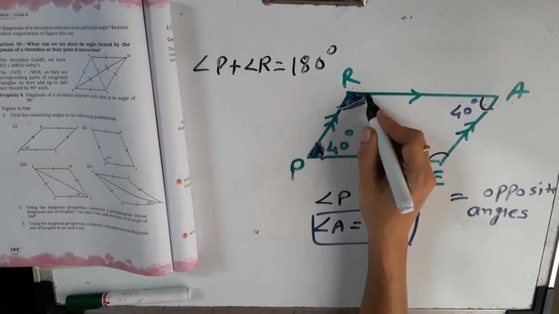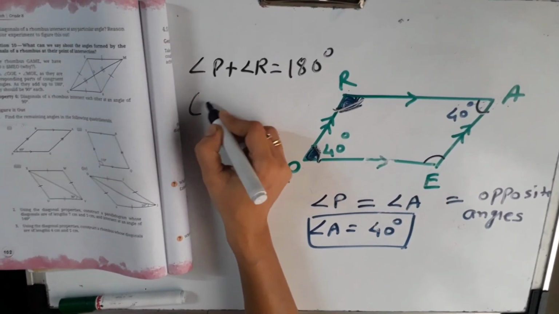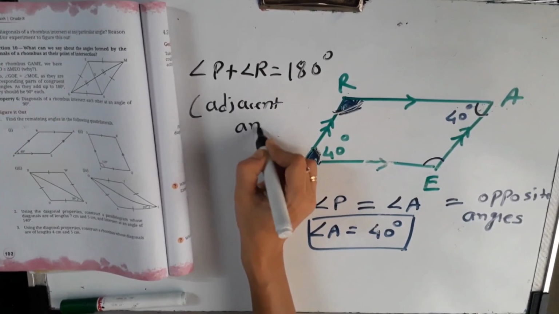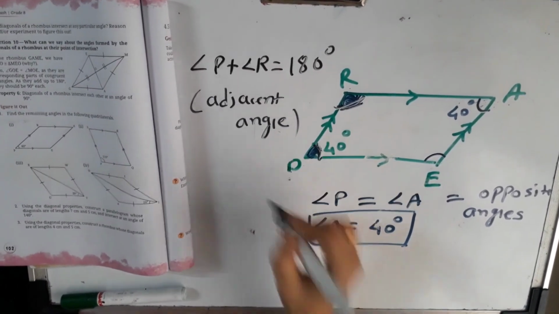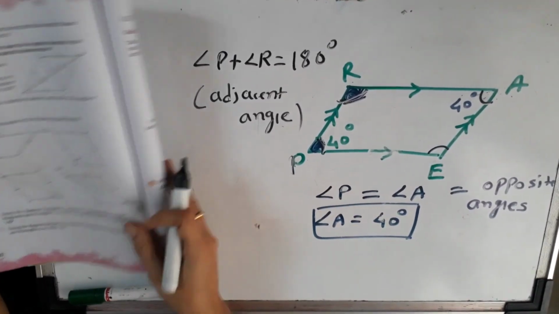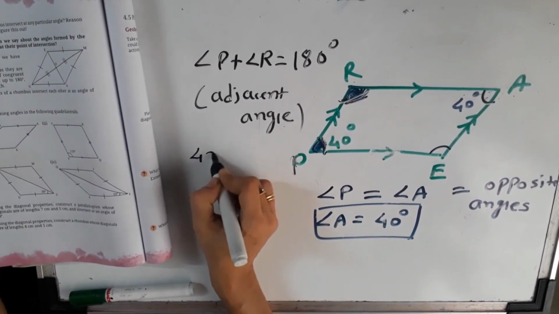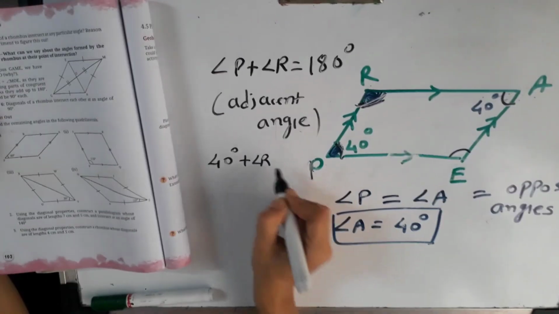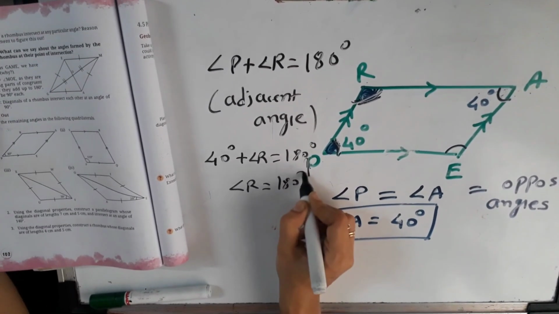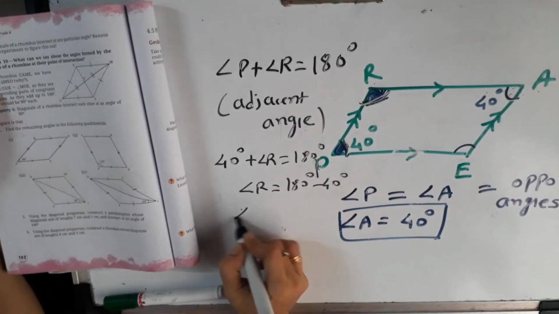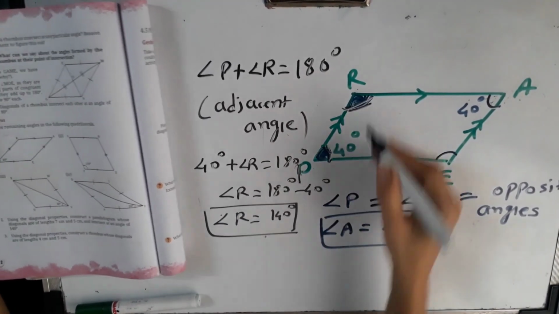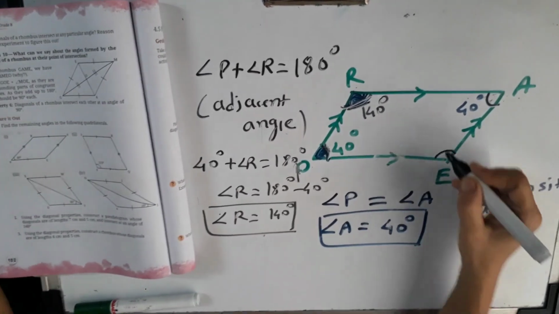See here, adjacent angles. This is again one more property of a parallelogram. You have to write the reason: these two angles are adjacent, so the sum of these two angles is 180 degrees. Now we get the value. This is given, angle P is 40 degrees. So you have to find angle R. Transposing the number, what is the value of angle R? 140 degrees. So now we get the value of angle R is 140 degrees.